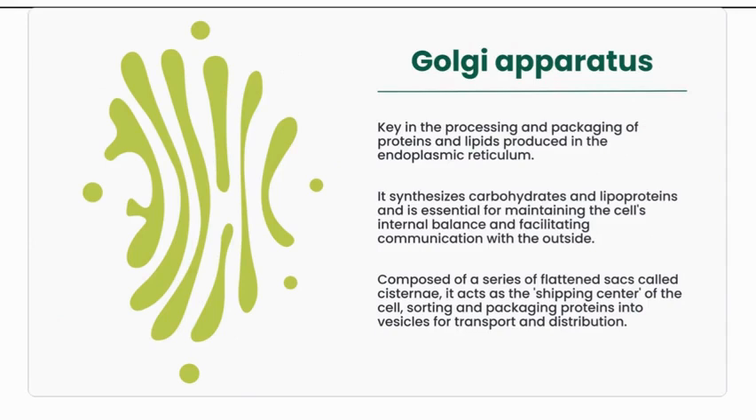This organelle is composed of a series of flattened sacs called cisternae. It acts as a shipping center of the cell, sorting and packaging proteins into vesicles for transport and distribution.